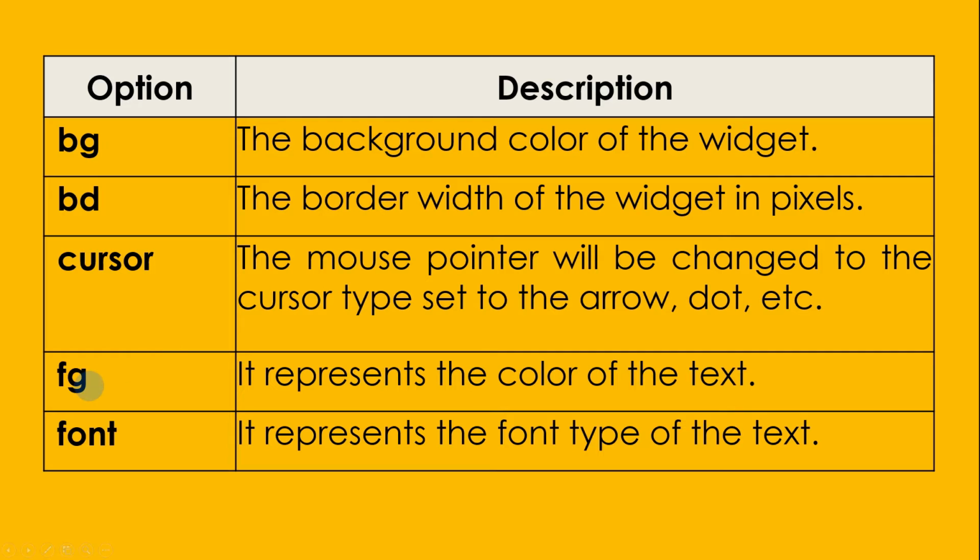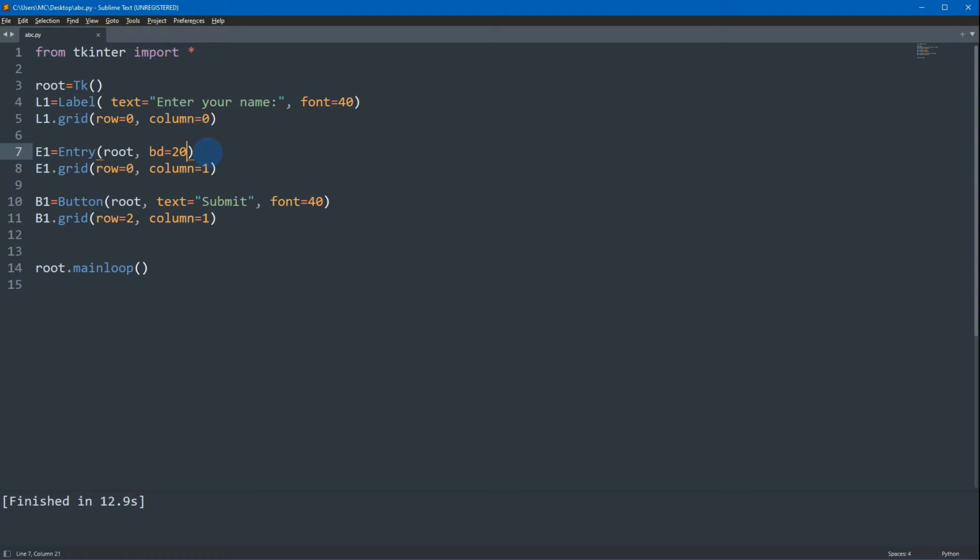Okay, the next we have FG. FG is just the same with BG. If BG is the background color, FG is the font color. Okay, so let's try it on our program.